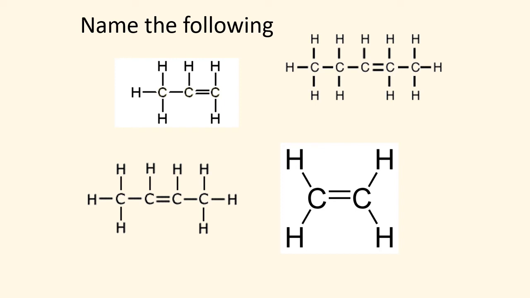and hopefully you've unpaused the video having had a go at these different compounds. Well, the first one is prop-1-ene, or propene. It's absolutely fine for that one. And the one at the top right hand side, well, the longest carbon chain is 5, so it's going to be pent, and the lowest number carbon that the functional group is on is 2, so that is pent-2-ene. The next one is but-2-ene, and the final one is ethene.